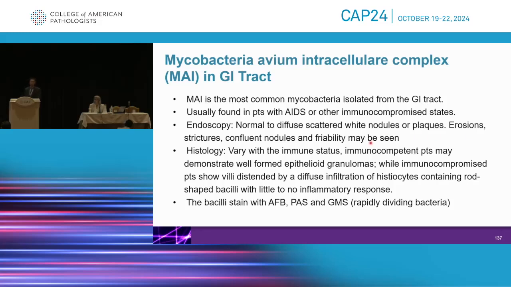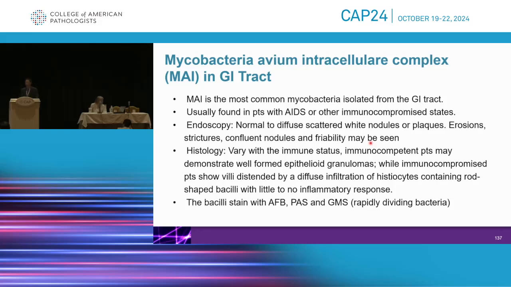Morphologically also different. If the patient is immunosuppressed, you can see sheets of infiltrating foamy histiocytes. But if the patient is immunocompetent, you can see granuloma. So all the patients we generally encounter in our daily practice are almost all immunosuppressed. That's why we do not see granuloma. Most of us see that sheet of foamy histiocyte infiltration, and they contain the bacteria.